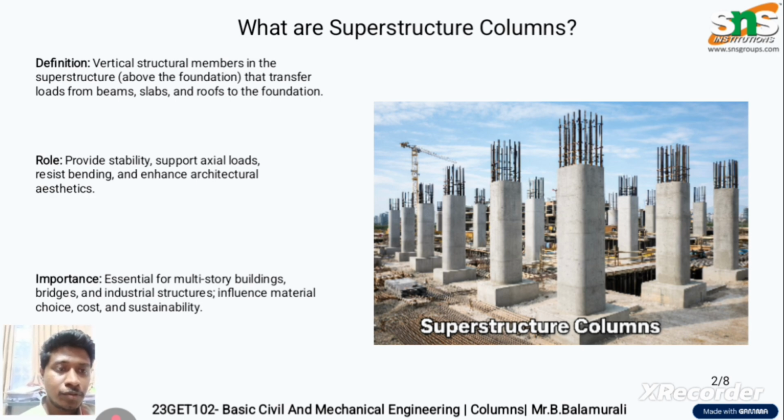So we can build good aesthetic buildings with the help of these columns, whereas using a load-bearing structure it is very difficult to build a good aesthetic appearance or very creative architectural work. It can be obtained only through this kind of superstructure columns. They are essential for multi-story buildings, bridges, and industrial structures. It influences material choice, cost, and sustainability.